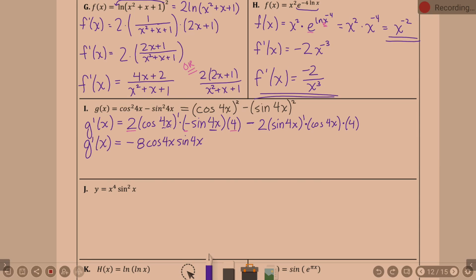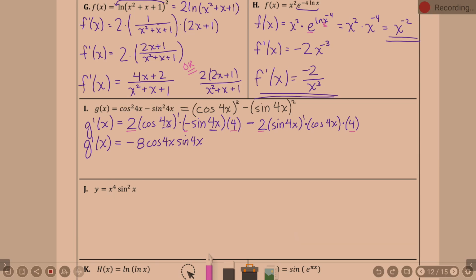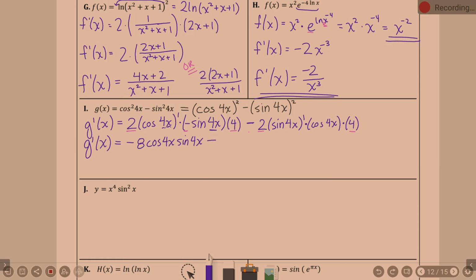Can I repeat the process down on this other part? I see a 2 and a 4 again. And technically it's a minus. So minus 2 times 4 is going to be minus 8. And what are we putting together here? Sine 4x, cosine 4x.